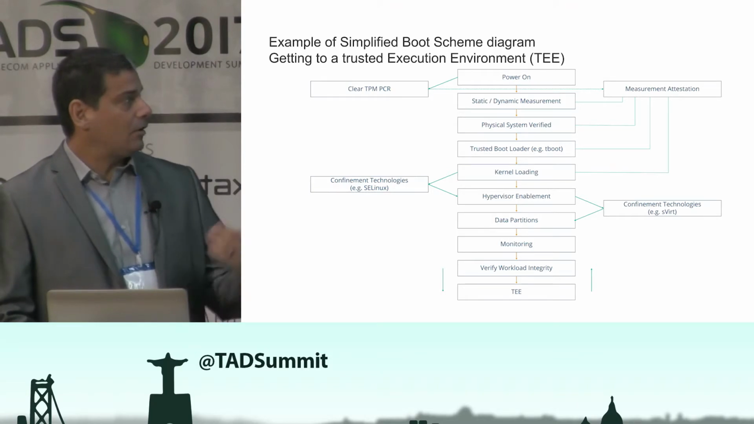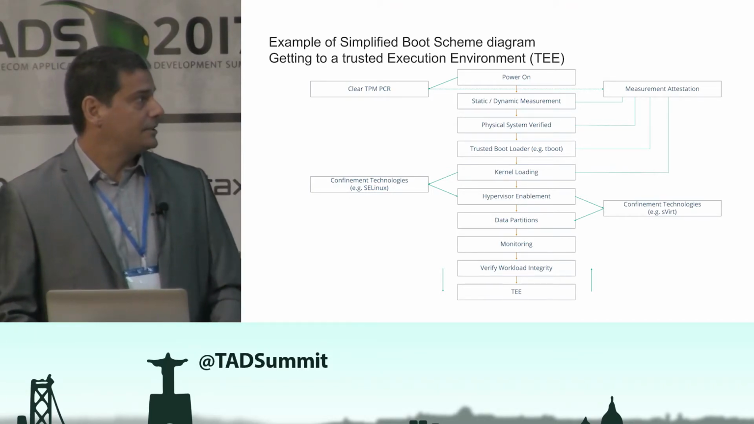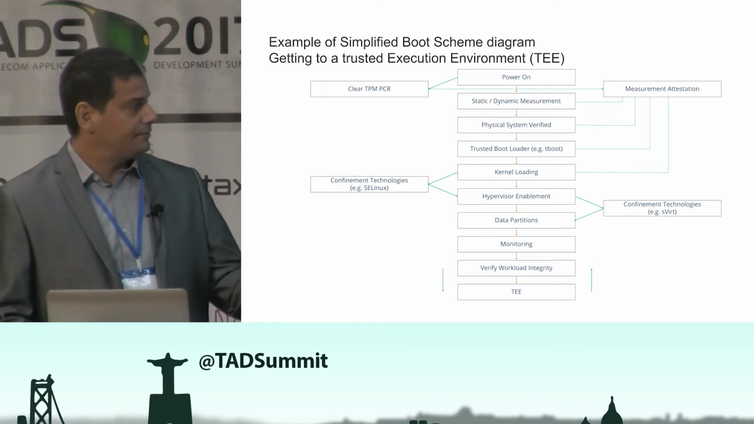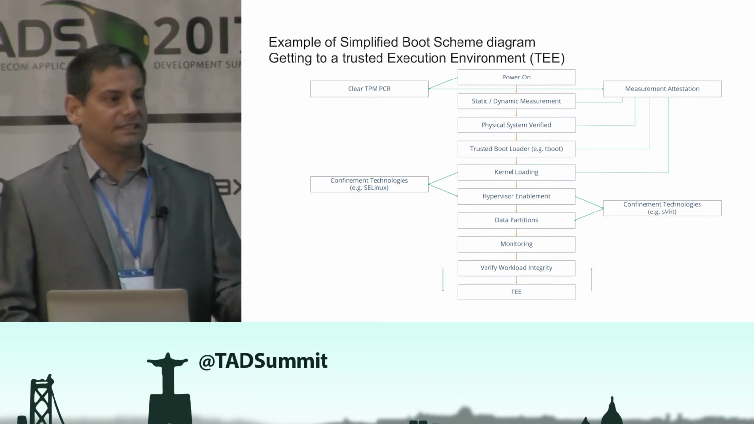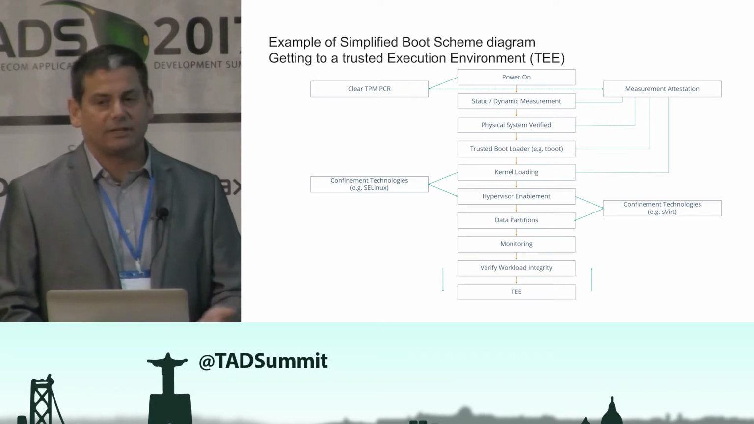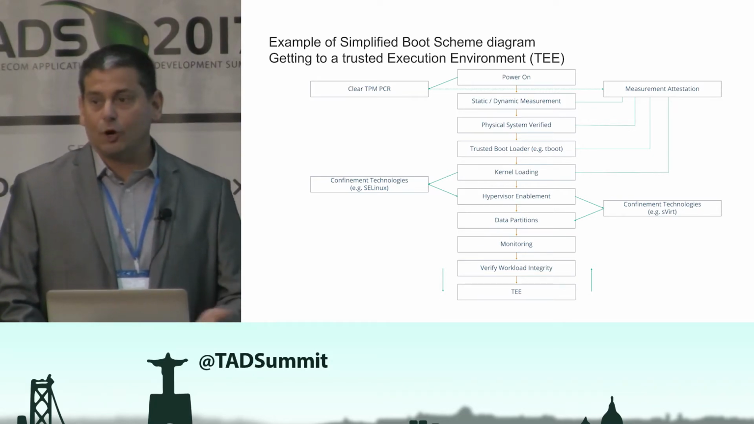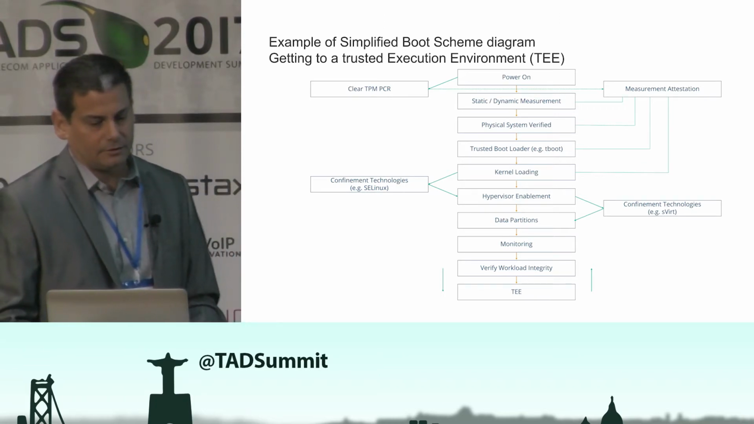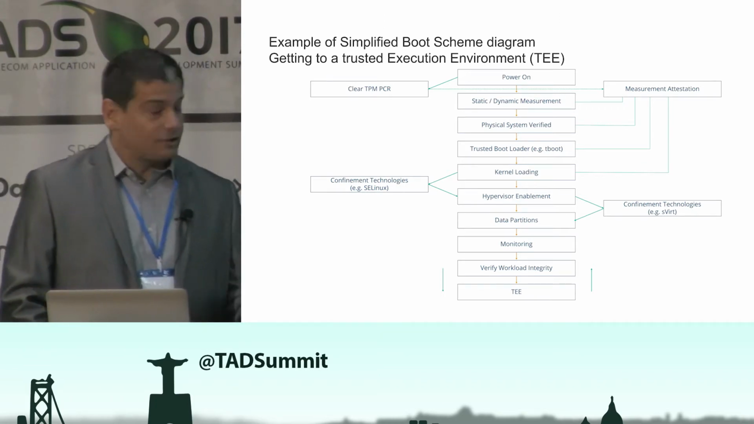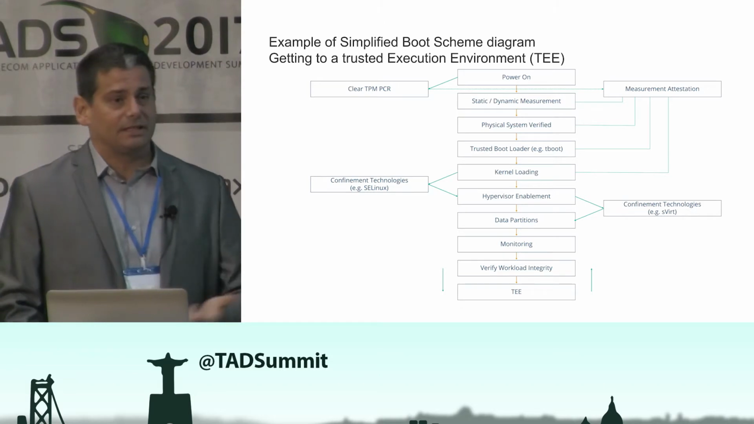The whole idea about all of this is just getting to what's called a trusted execution environment. And this is a diagram that's shown in a bunch of places. It's just kind of from the time you turn a system on to the time at least the base operating system has been loaded, you know that it has at least not been tampered with. So the term T right here. One of the things on both sides, you'll see these things called confinement technologies.